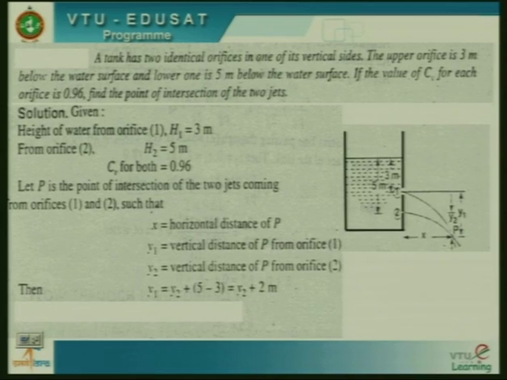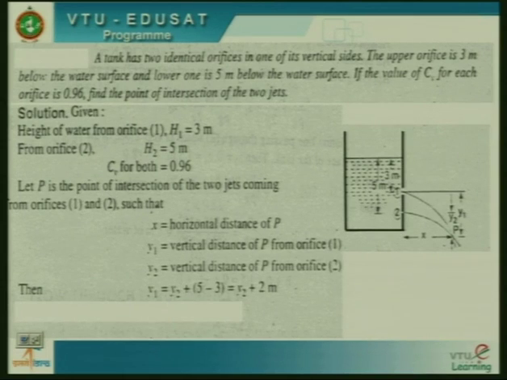I repeat, there are two orifices. From the two orifices there are two jets emerging. These two jets are meeting at a common point. In the problem you are asked to find the coordinates corresponding to this common point P, of x comma y.